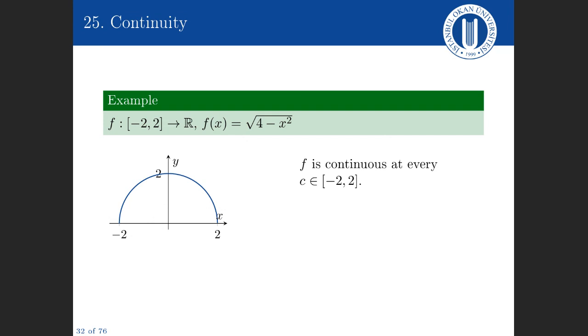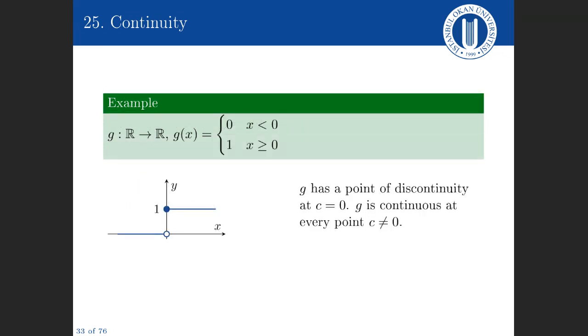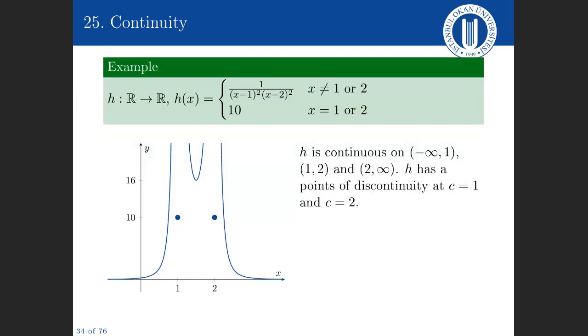The function square root of 4 minus x squared, here's a picture. This function is continuous at every number c between minus 2 and 2. This function g has a point of discontinuity at 0. If we were drawing this graph, we'd have to lift our pen up and move it at 0. G is continuous at every point except 0. This function h is discontinuous at 1 and at 2, but is continuous everywhere else.